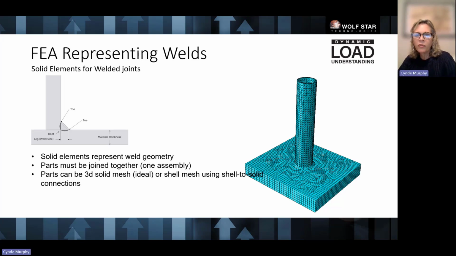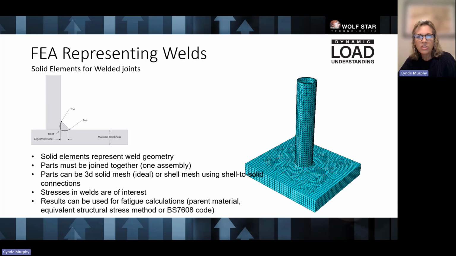3D solids are preferred, but if there are parts in the model with shells, shell to solid connections can be included. And this is the best way to get detailed stress contour results in the parts and the weld itself after analysis. And those results can be used for fatigue calculations in the parent material or one of the weld methods that are out there.